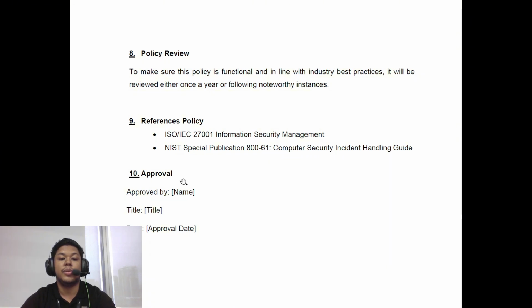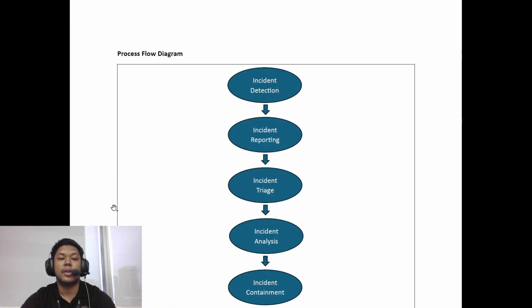So this policy will be approved by the CEO. We have the title here and the date of approval. So that's all for me. I will pass to my second member.